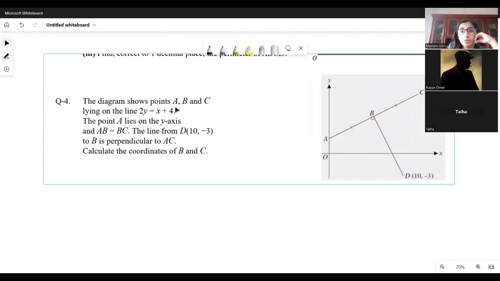The diagram shows points A, B and C lying on the line 2y. Hamne ye kiya hai, kal kiya tha? We did first 4 questions yesterday. Yes, ab hamne 5 aur 6 karna hai. Theek hai, 6 tha homework. Sorry, 4 toh hamne kar liye the first.